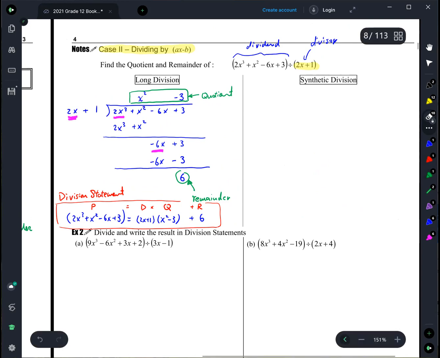This division statement is very important for our next topic that we're going to talk about after we learn the synthetic.